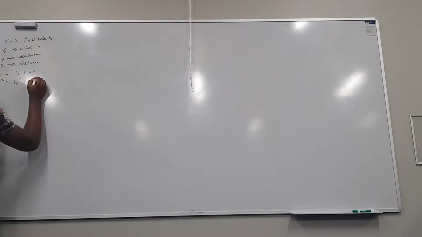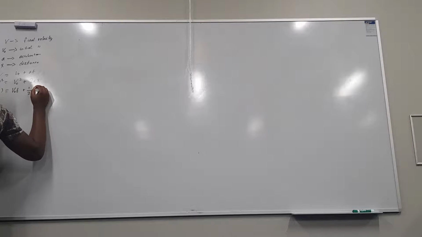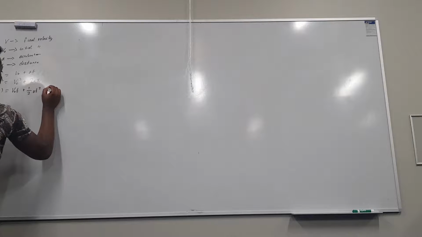So really, all the equations of motion, let's say v equals v naught plus at, v squared equals v naught squared plus 2a x, or delta x. What else? x of t is equal to v naught times t plus half a t squared plus x naught.